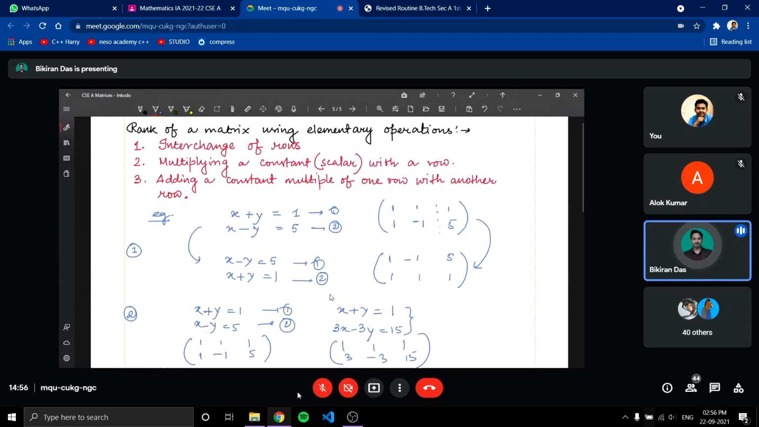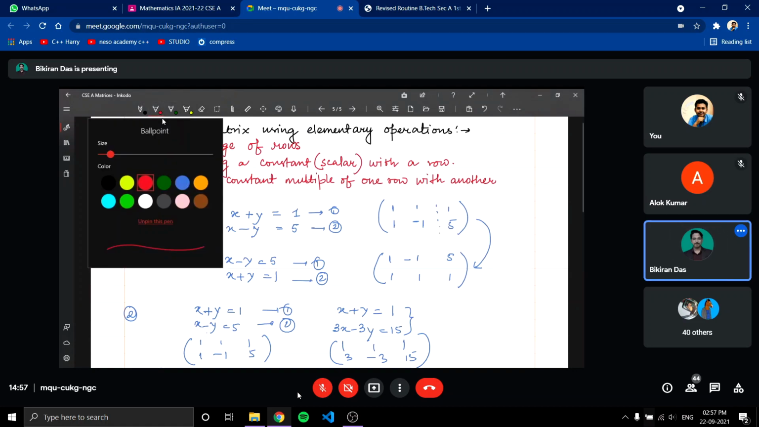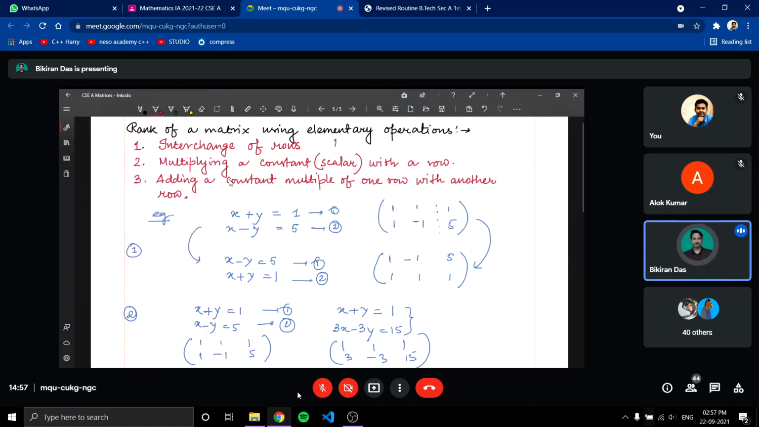So these three operations, since they are not changing the solution of the system, or won't affect the solution, we call these three operations the elementary operations, and there are certain notations for them. This is one: Ri, like this, Ri Rj. This notation means that you are interchanging the ith row and jth row, or sometimes only Rij.